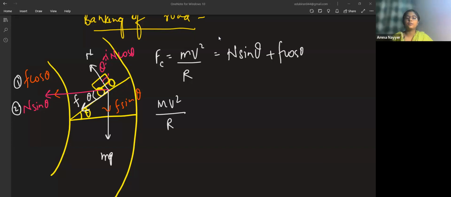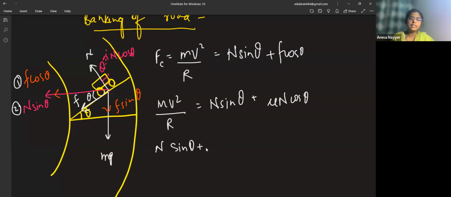Direction of centripetal force. So mv square by r becomes n sine theta plus, instead of frictional force, I can write mu n, this is frictional force, cos theta. All right. Let's take n common. If we take n common, this becomes n times sine theta plus mu cos theta, towards the center of curvature.